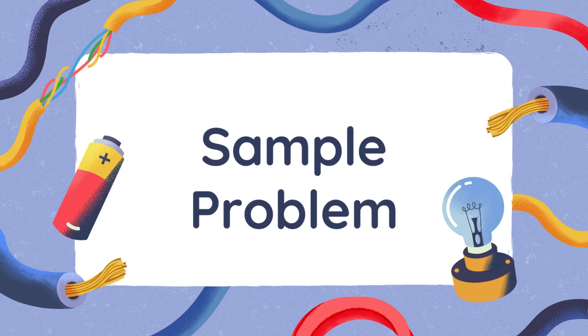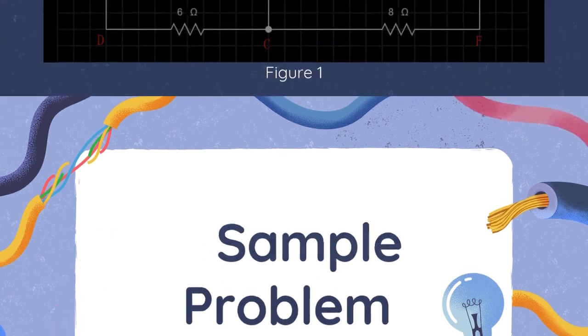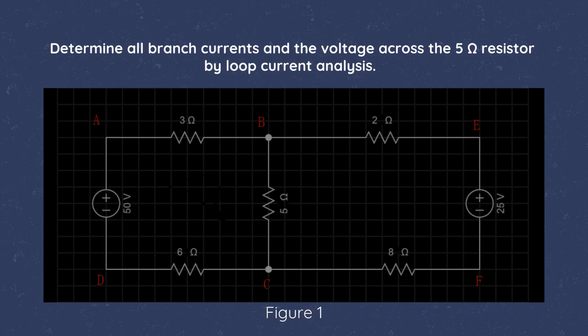Here's a sample problem to understand Maxwell Mesh Analysis. Determine all branch currents and the voltage across the 5 ohm resistor by loop current analysis.